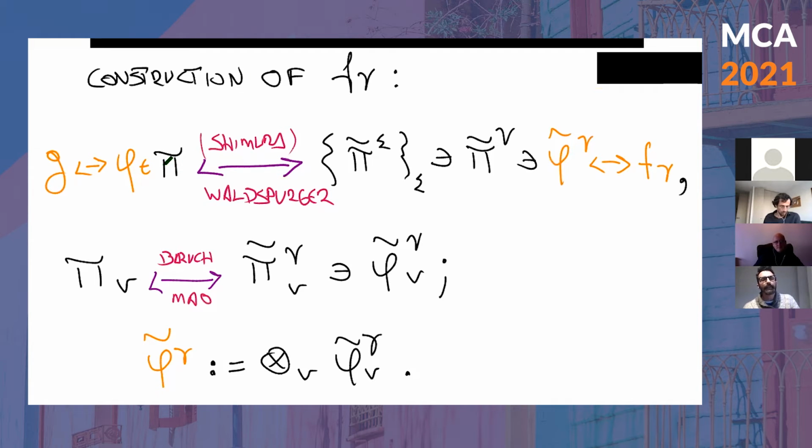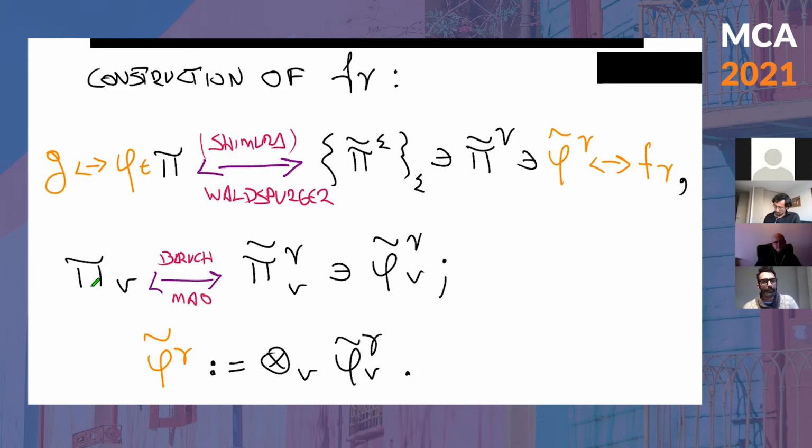A later work by Waldspurger rephrases the Shimura correspondence in terms of a correspondence between representations for GL2 and a family of representations for the metaplectic group. Within this family, we have a distinguished member which corresponds to this choice of signs gamma that we have started with. And they define F gamma as a certain vector in this representation. This is done by local means.